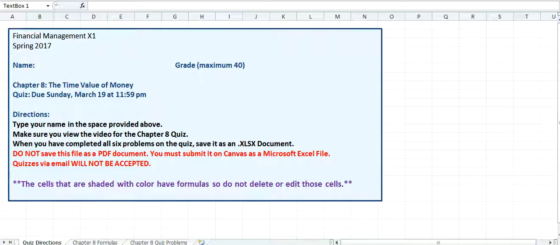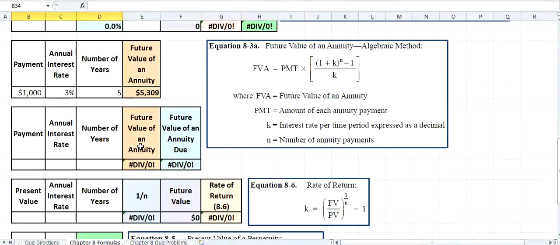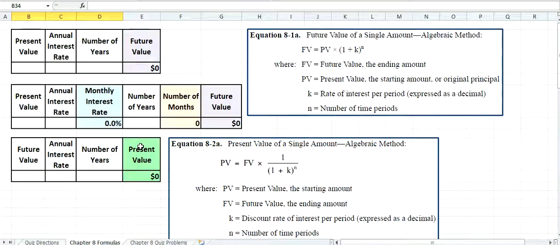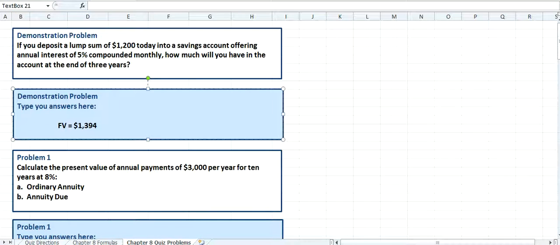So this is what your Chapter 8 quiz is going to look like when you open it up. If you follow my cursor down at the bottom, you're going to have three sheets. The first is the one we're on right now, quiz directions. The second sheet is Chapter 8 formulas. That has all the formulas and the tables that you're going to need to find the answers to the Chapter 8 quiz problems, which is on the third sheet right here.